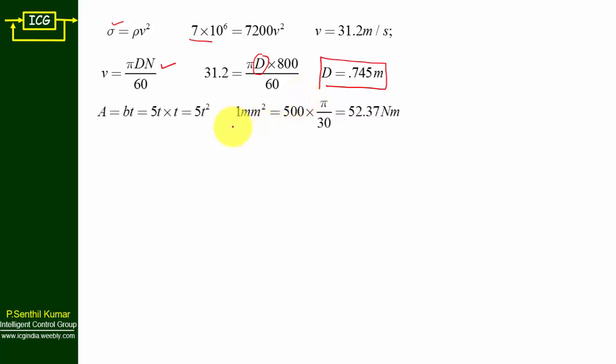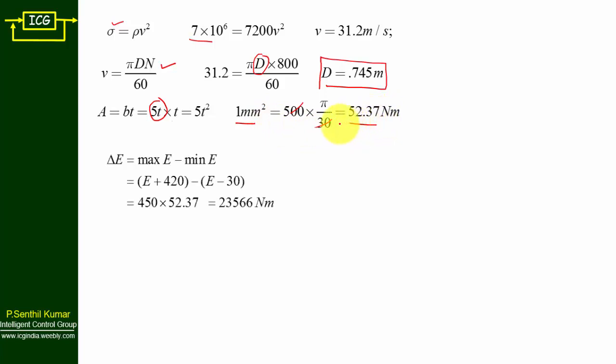Then a few other parameters are also given. Area equal to b into t. Again, breadth equal to 5 times the thickness, so 5t into t. This is also given data. So area is nothing but 5t square. Then the scale factor: 1 mm square equal to 500 into pi by 30, 6 degree, 5 by 30. When you cancel this, you will get 52.37 Newton meter. So 1 mm square equal to 52.37 Newton meter.